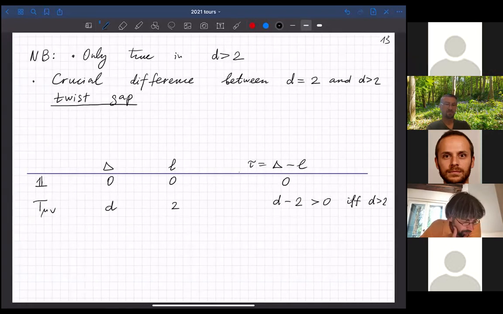And okay, interestingly, this beautiful rigid trajectory result that I explained about the existence of these families of operators is only true in larger than 2 dimensions, because only in larger than 2 dimensions do you have a twist gap between the stress tensor operator and the unit operator, while in D equals 2, there's no twist gap. And so you can derive similar results also in D equals 2, but they look different and they are not as easy to interpret.